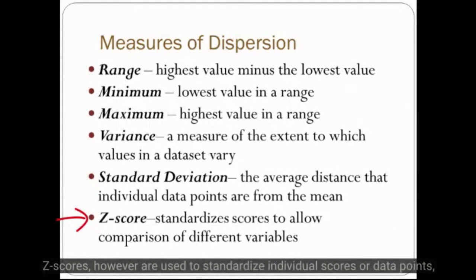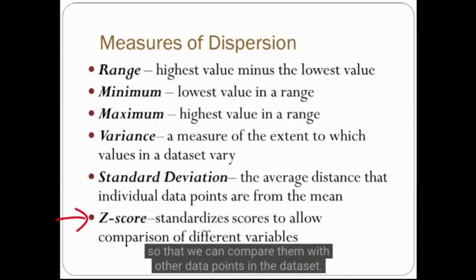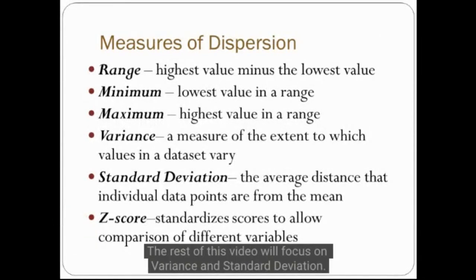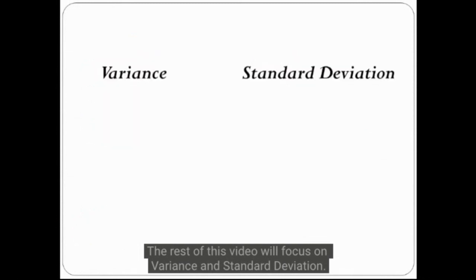Z-scores, however, are used to standardize individual scores or data points so that we can compare them with other data points in the data set. You can think of z-scores as measuring a particular score's relationship to the mean in a group of scores. The rest of this video will focus on variance and standard deviation.